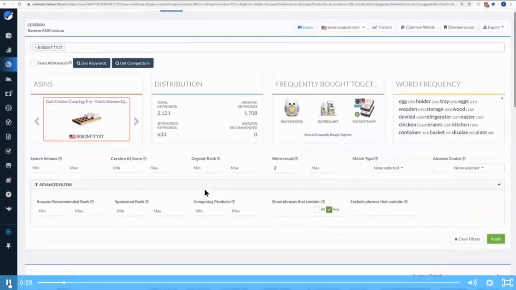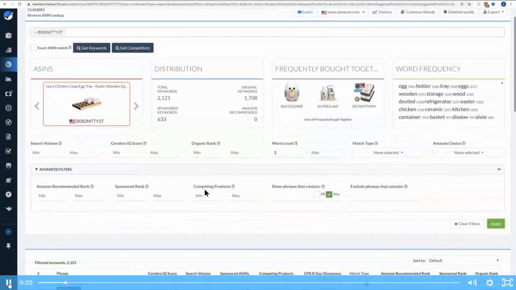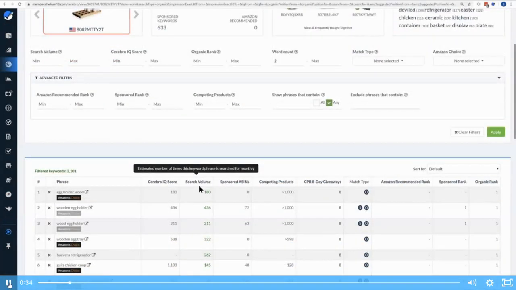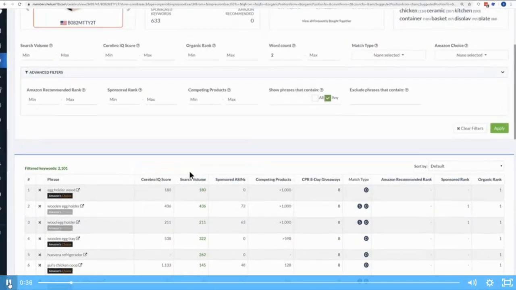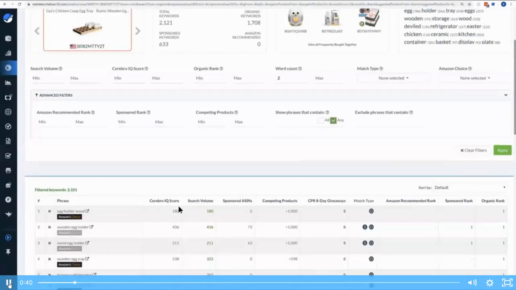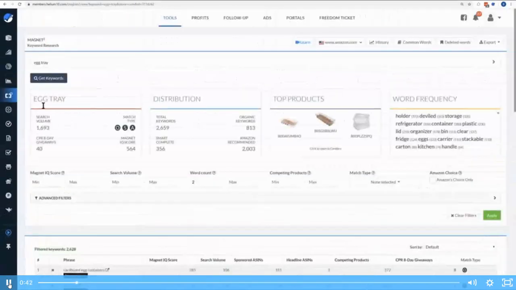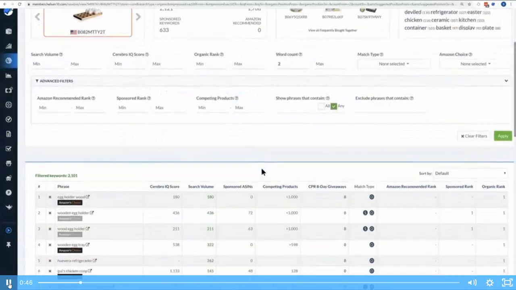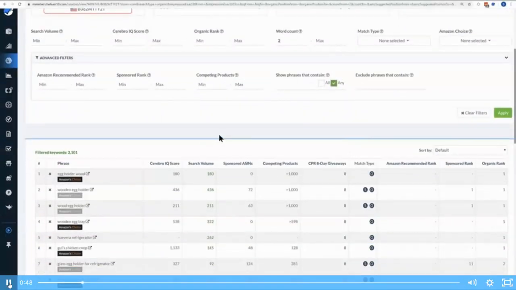All right. In a lot of our tools like Black Box, Cerebro, Magnet, you're going to notice a very important column, which is called search volume. You can see search volume with a bunch of numbers here in Cerebro. If I go to Magnet and I ran an egg tray, I can see search volume over here. So, what does that mean? Search volume basically is the estimated number of searches per month that are happening for a keyword.